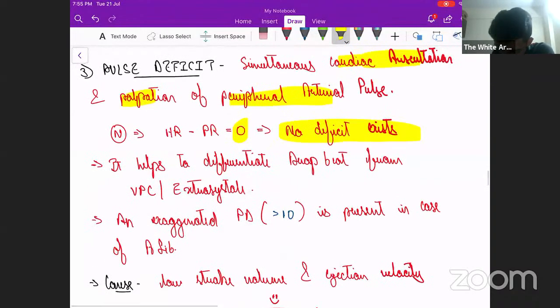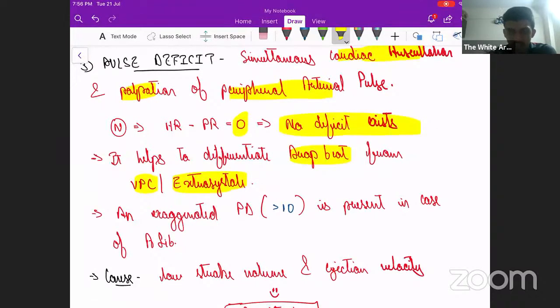One, it helps to differentiate a drop beat from ventricular premature contraction or extrasystole. Over here, what happens? The heart contracts. There will be a heartbeat, but that is not propagated to the periphery. It is not strong enough for the pressure wave to go up to the periphery. So you will not feel the pulse. But in case of AV block and all, the heart doesn't contract itself. So we can differentiate between the intermittent pulse due to atrial fibrillation, or ventricular premature contraction, or an extrasystole.